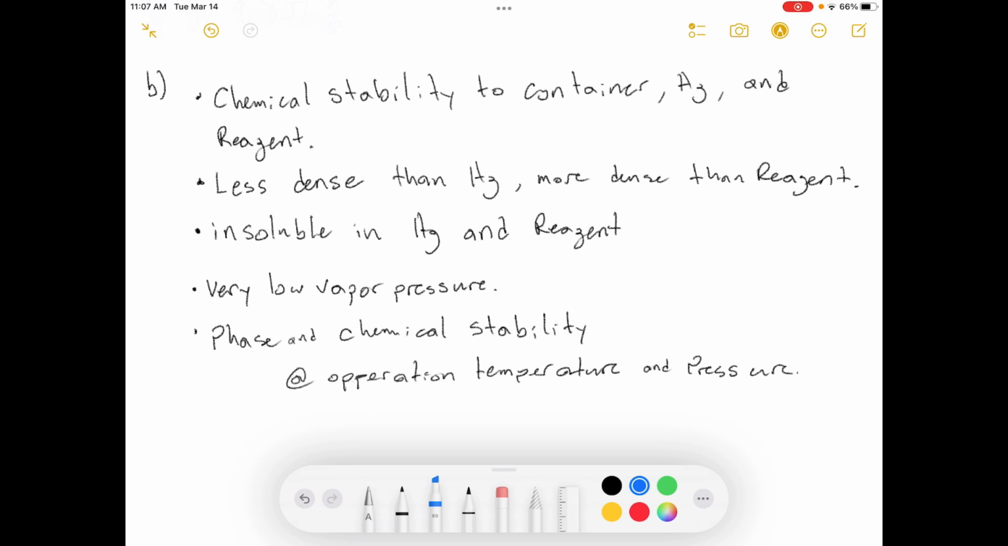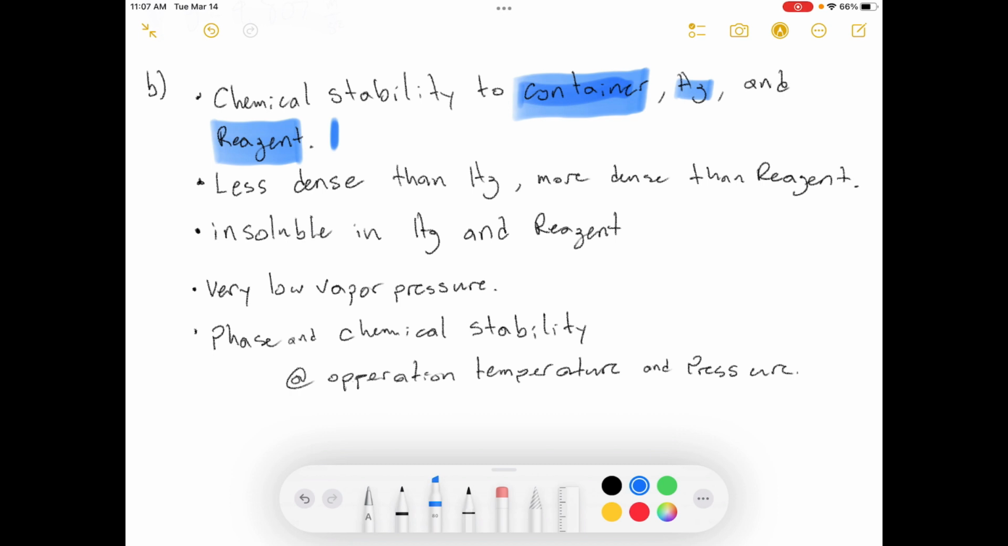Okay, so first thing I thought of is, because they mentioned this in the problem, that the chemical needs to be stable to the container, whatever the container is. I would assume that it's stainless steel or iron. It could be some sort of nickel alloy or something like that. It depends on what the reagent is. But the silicon oil needs to be stable to the container. It needs to be compatible with the mercury and compatible with the reagent. So it has to be compatible with all three of those things because that's what it's in contact with.